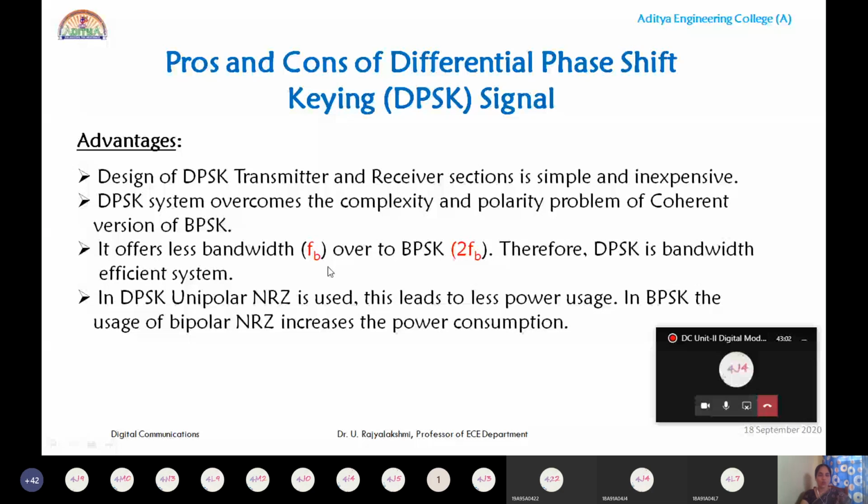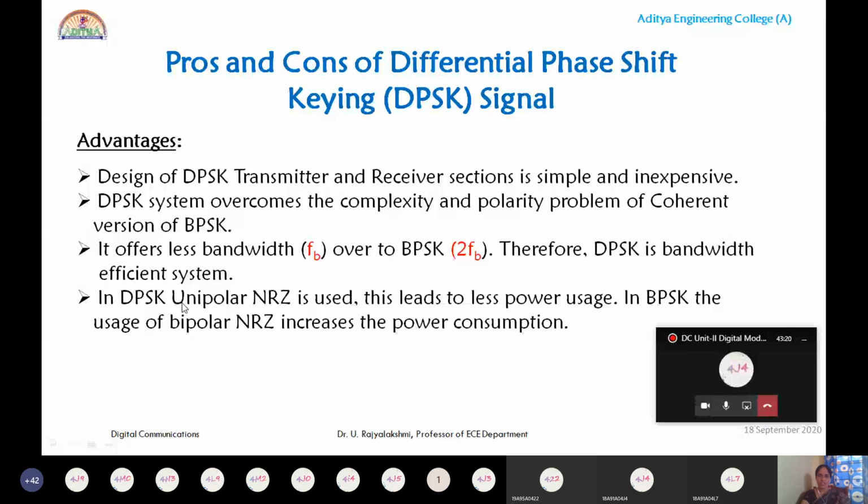The next advantage is that it offers less bandwidth. Just now we discussed that DPSK offers less bandwidth, that is FB, whereas binary phase shift keying has a bandwidth of 2 FB. So DPSK is a bandwidth efficient system compared to binary phase shift keying.